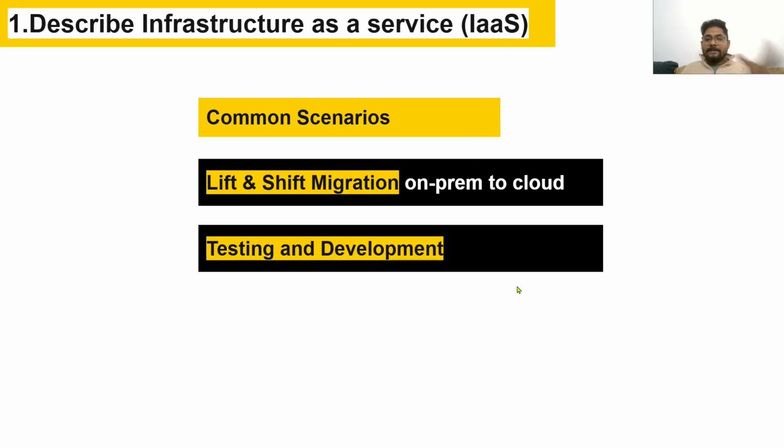The other scenario is testing and development. I have set up a test environment, I have set up a development environment, but I need more VMs. I need more test environments, I need more development environments. In that case also it becomes easy to go with IaaS, because I already know how the test environments are set up and how the configuration has been done. I just have to replicate it on another hardware. So I'll procure the hardware through this IaaS service.